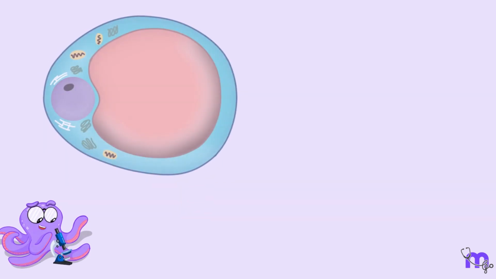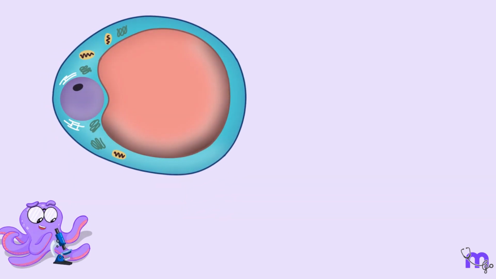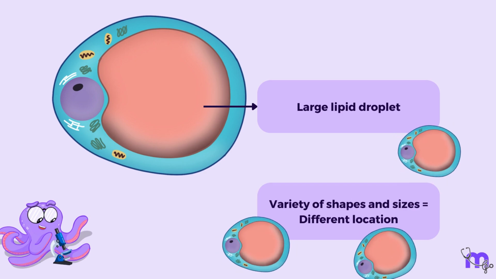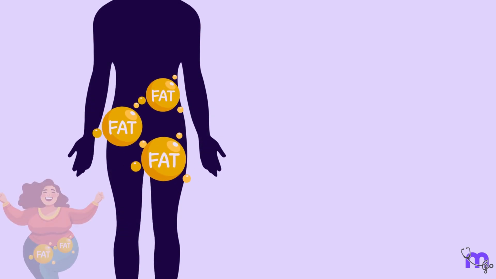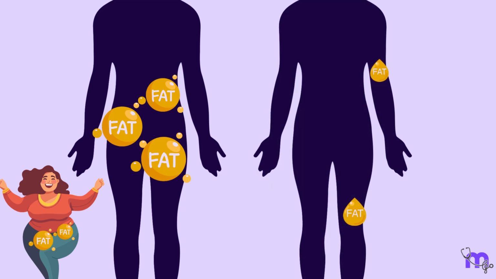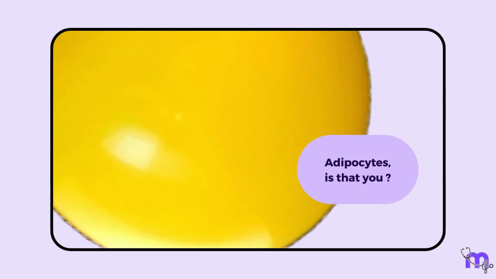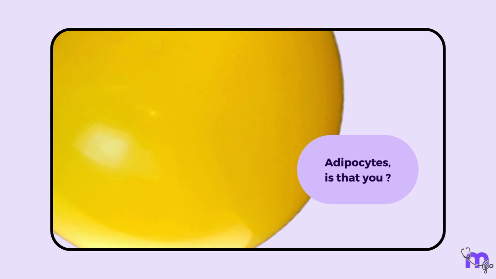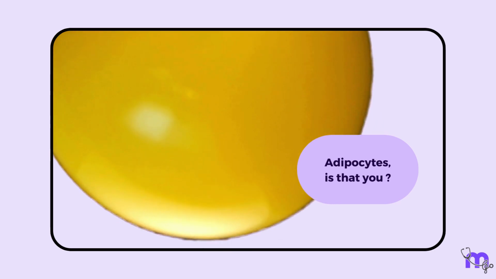Under the microscope, adipocytes appear as globular cells with a large lipid droplet occupying most of their space. These cells come in a variety of shapes and sizes depending on their location in the body. They can be large and round in areas like the abdomen and buttocks, or long and slender in places like the arms and legs. Adipocytes also have a unique ability to expand and contract, much like a balloon.